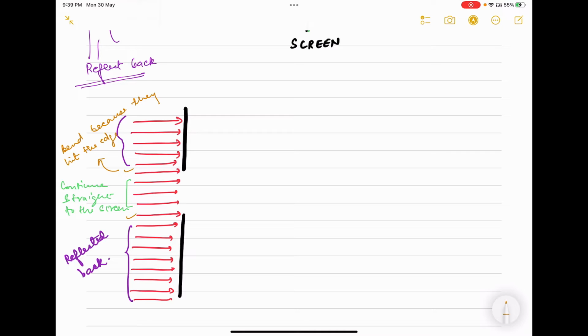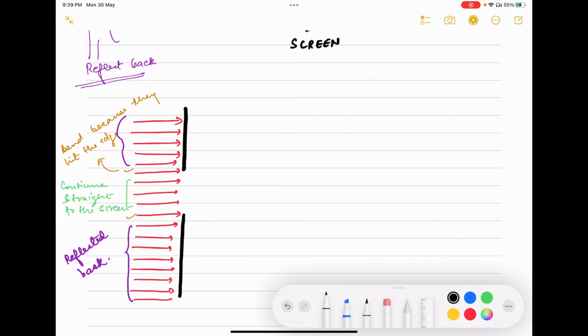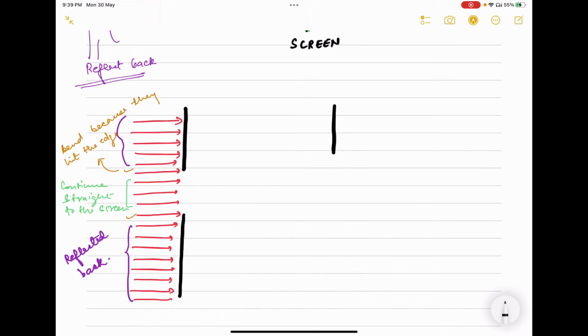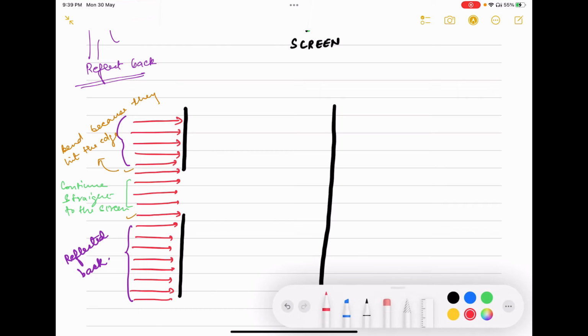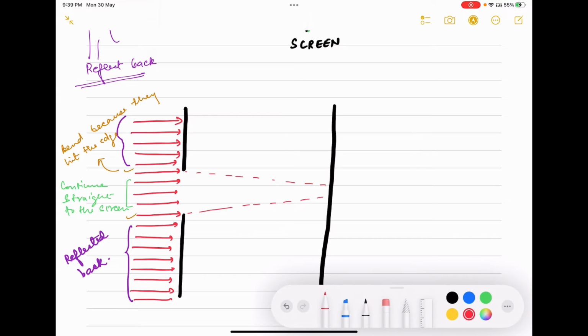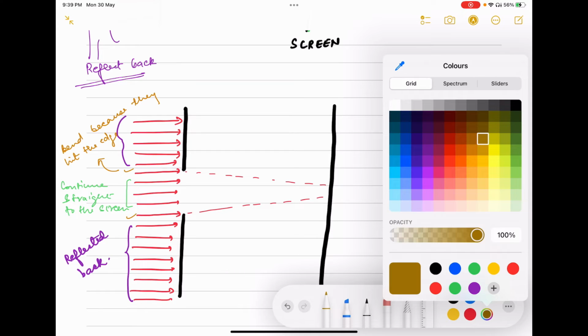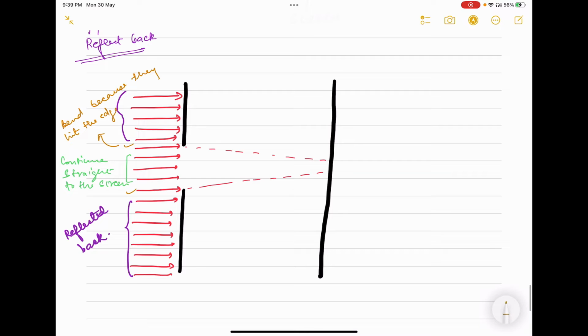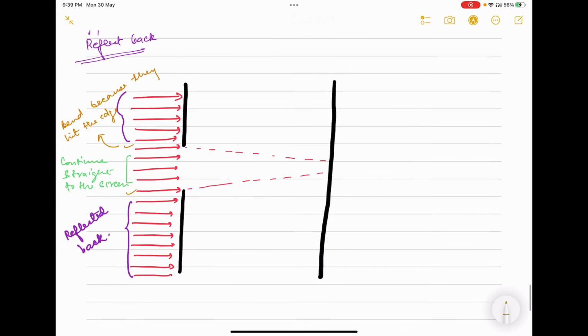So after bending, suppose we have a screen at a far off place. Suppose this is the screen. Now after bending, this goes something like this and this goes something like this. Okay, so in the intensities, what we have is the rest of the things have intensity of 1. And here we have a higher intensity.